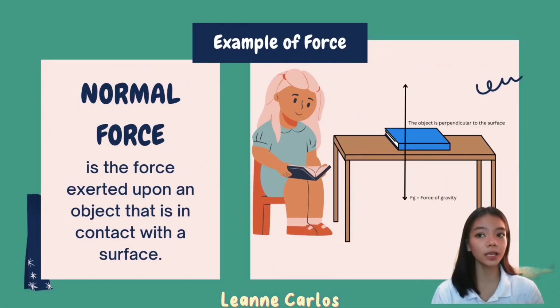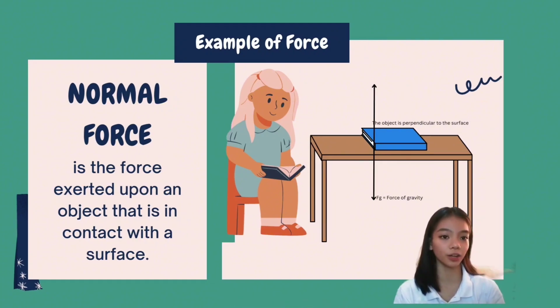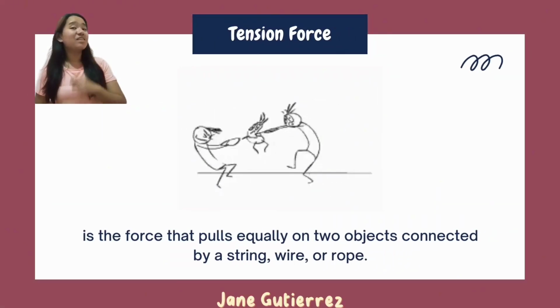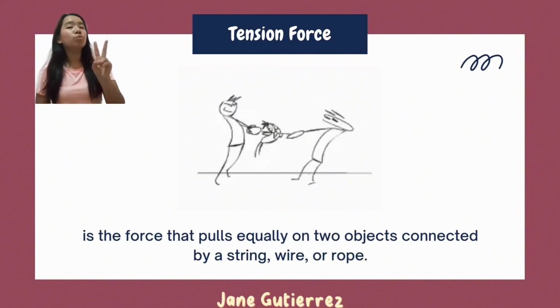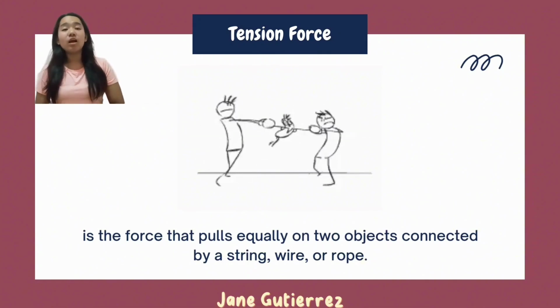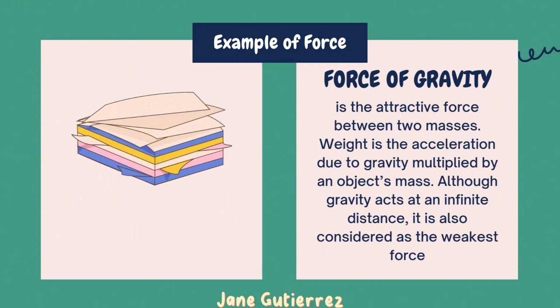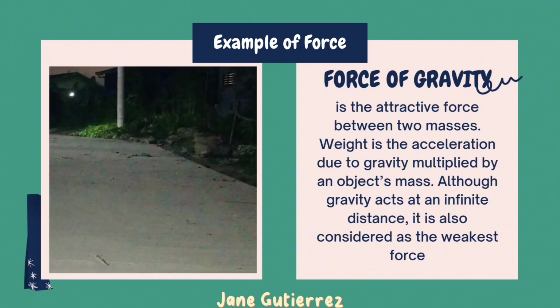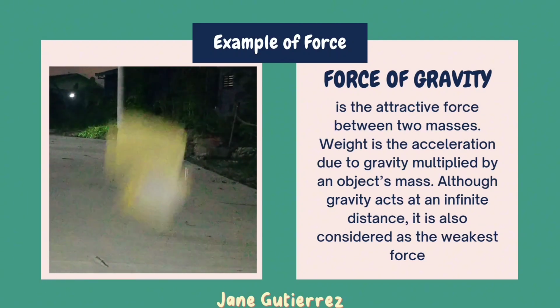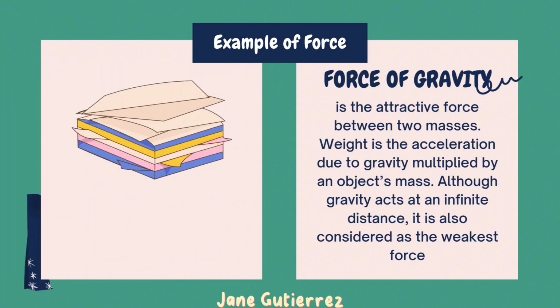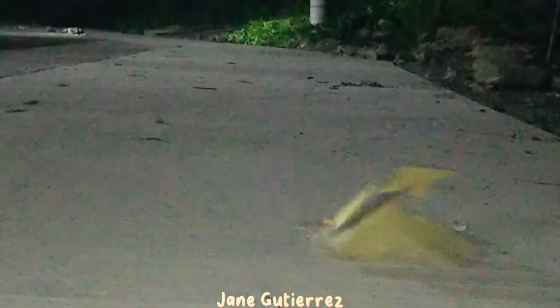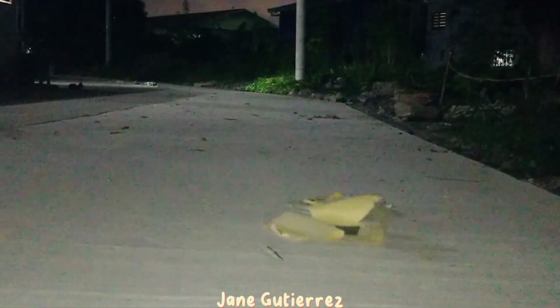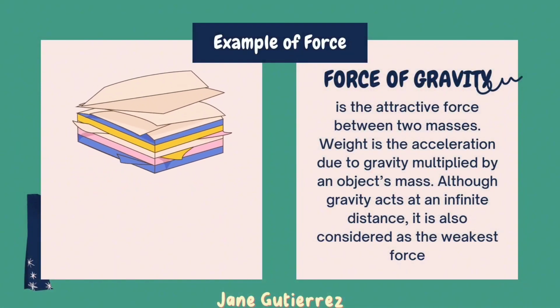The normal force is the force exerted upon an object that is in contact with a surface, for example, the objects above the table or even a person sitting on a chair. The tension force is the force that pulls equally on two objects connected by a string, wire, or rope. The force of gravity is the attractive force between two masses. Weight is the acceleration due to gravity multiplied by an object's mass. Although gravity acts at an infinite distance, it is also considered the weakest force.